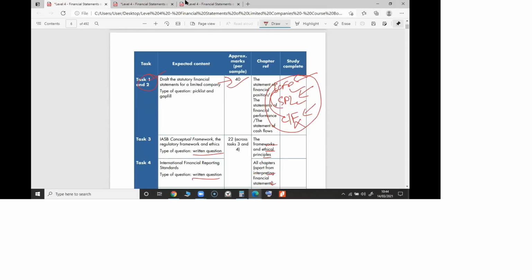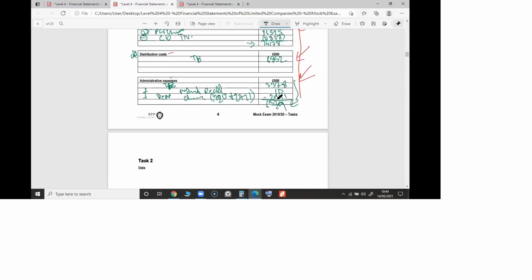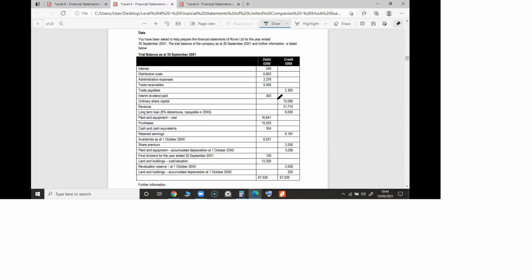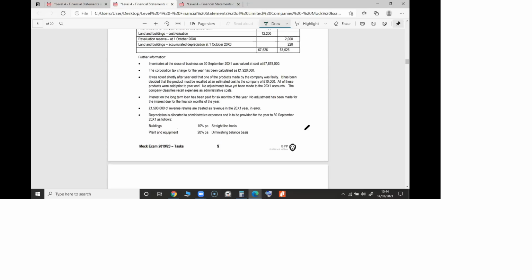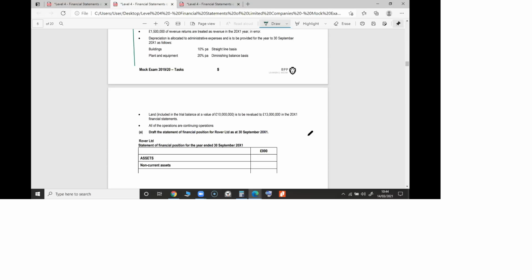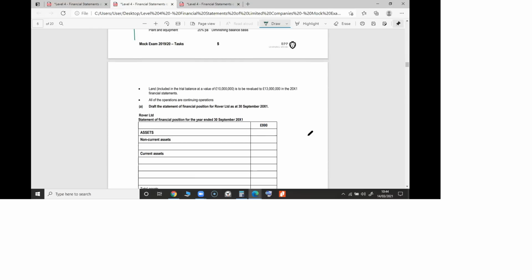Now I'm going to do task number 2. Moving on to task number 2. You have been asked to help prepare the financial statements, Rover Limited, trial balance given. Okay, we know this trial balance very well. Even the further information is copy paste. We don't need to read it twice. But what are you meant to do? Draft the statement of financial position, SOFP.